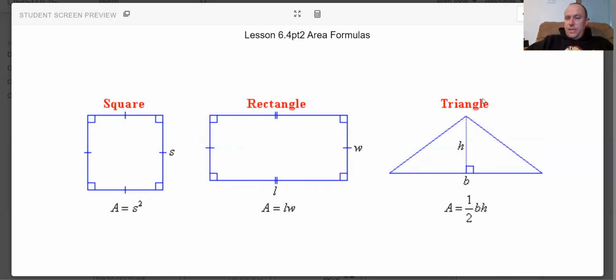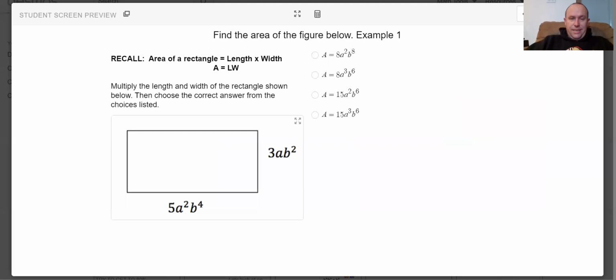Notice for the triangle, it is base times height, but you have to half it. And that's the thing that a lot of people forget to do, even after being reminded in class. So that one's the one you want to pay particular attention to. Don't need to learn the formulas, you just need to know how to use them. They'll always be given to you on tests.